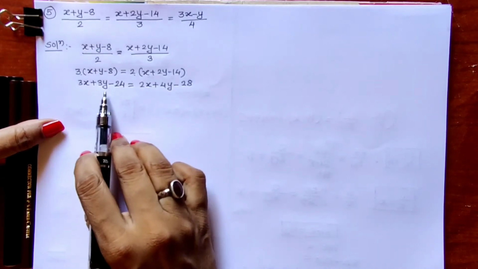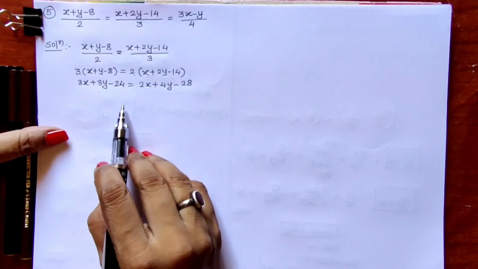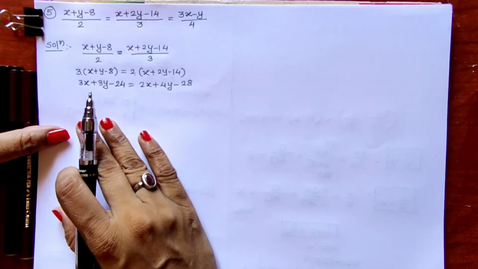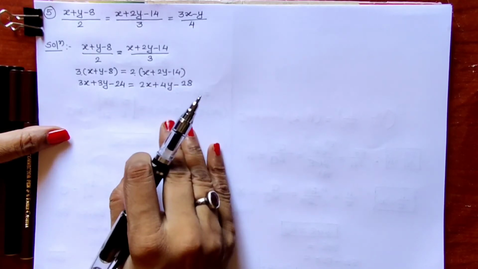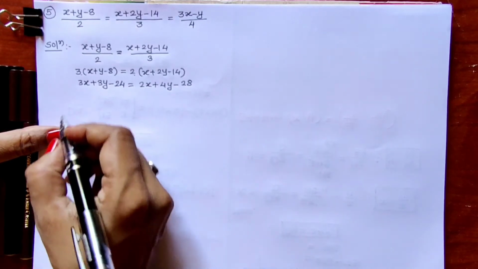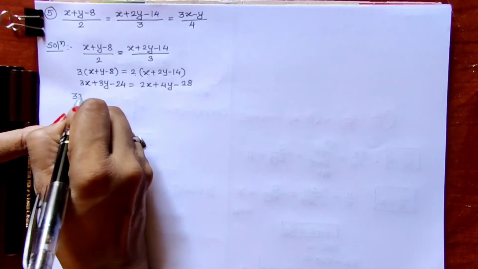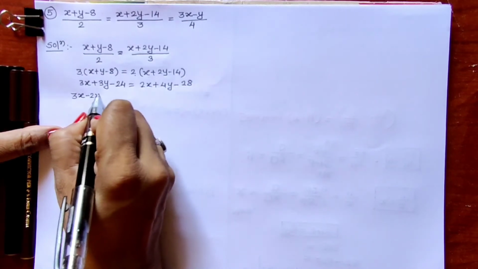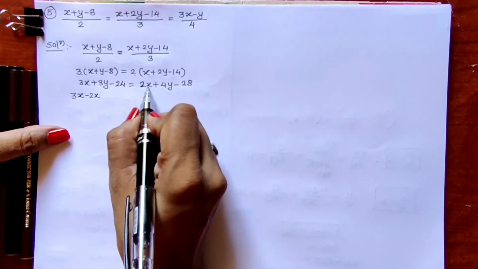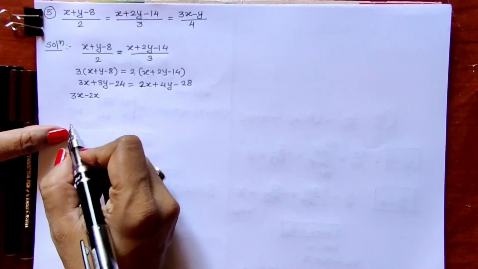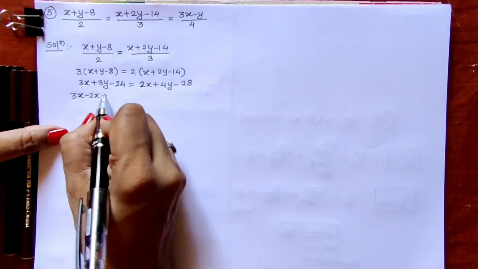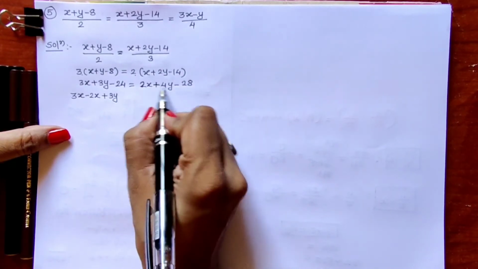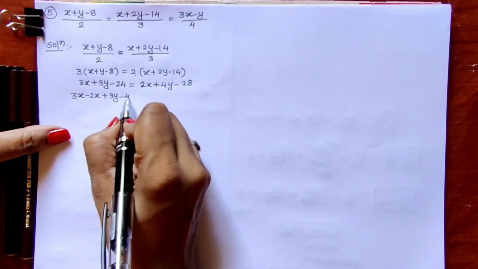Now we can see x terms, y terms and constant terms are there. So all the x and y terms should be brought to the left hand side, and all the constant terms should be transferred to the right hand side. So let us see, this 3x as it is I am writing, and this plus 2x I will transfer, it becomes minus 2x. Now plus 3y is already there on the left hand side, so write as it is 3y, and plus 4y I will be transferring, it becomes minus 4y.